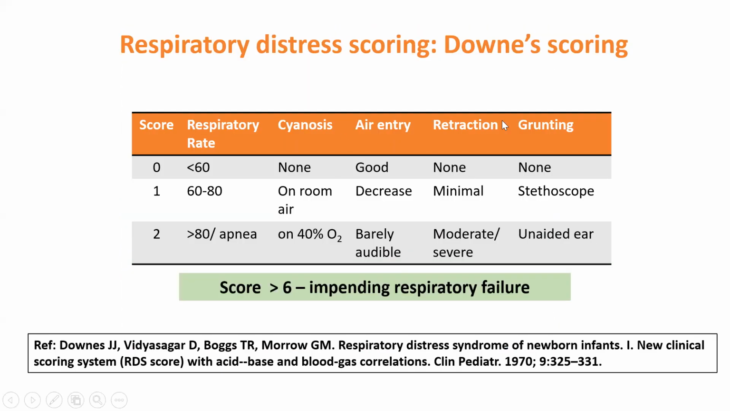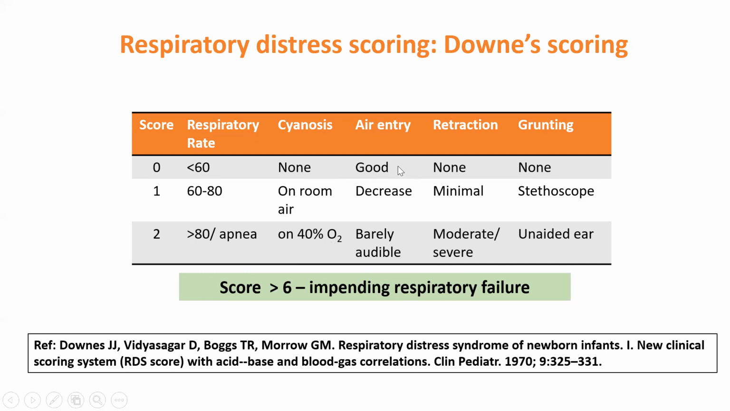To quantify the severity of the respiratory distress, we have to note the respiratory rate, which has been categorized in three different gradients: less than 60, 60 to 80, and more than 80. Then cyanosis: it is 0 if absent. If cyanosis is on room air, then it is 1. If it requires more than 40% oxygen to maintain saturation, then it is 2.